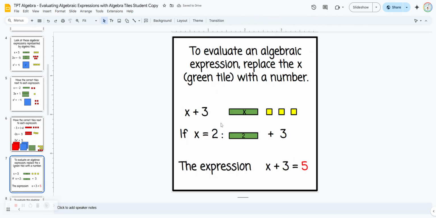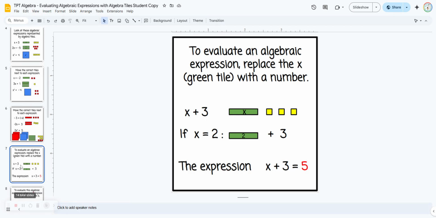Slide 7 shows how to evaluate an expression using tiles. So here we have x plus 3, and if x equals 2, we're going to get 2 plus 3, and our answer is 5. So the expression x plus 3 equals 5.